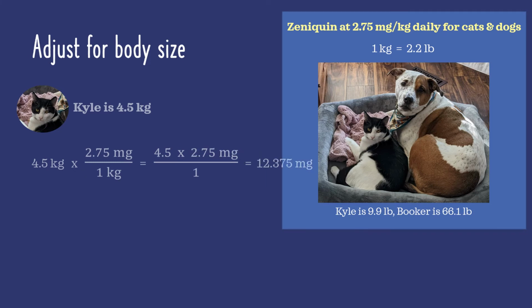Now I use a calculator to calculate the final answer, and it has several decimal points, so I'm going to round it. Kyle should take about 12.4 milligrams of Zenequin per day to treat his bacterial infection.